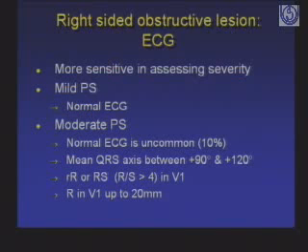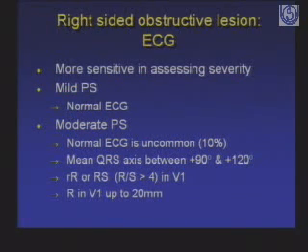The ECG is more sensitive and specific on the right side than in the left-sided obstructive lesions. With mild pulmonary stenosis, the ECG is usually normal. With moderate pulmonary stenosis, in around 10% of cases we get a normal ECG. Otherwise, there are changes in the form of right axis deviation, R or only RS with an R/S ratio more than 4 in V1, and a tall R wave. Usually it's in the range of 12 to 20 millimeter, but with moderate PS it's not usually more than 20 millimeter in amplitude.